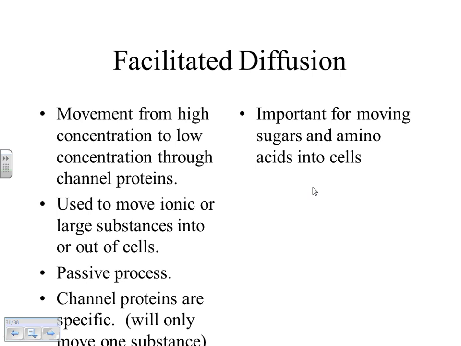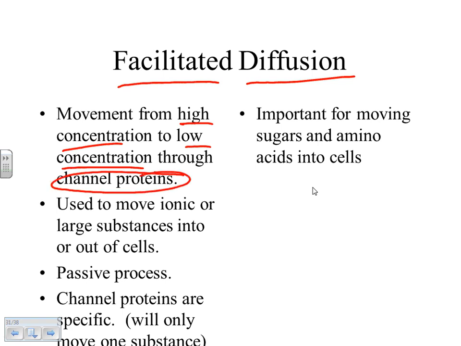Two or three more quick points. Another type of cell transport mechanism is facilitated diffusion. We mentioned this earlier in the video. This is basically diffusion with a little help. This is when substances move from high concentration to low concentration, but they do so through channel proteins. This is one of the main ways that ionic substances, polar substances, and large substances can get in and out of the cell. It's a passive process. Again, the cell doesn't have to use ATP. The energy of environmental thermal energy makes this happen.